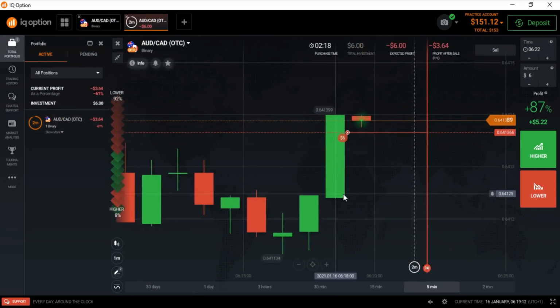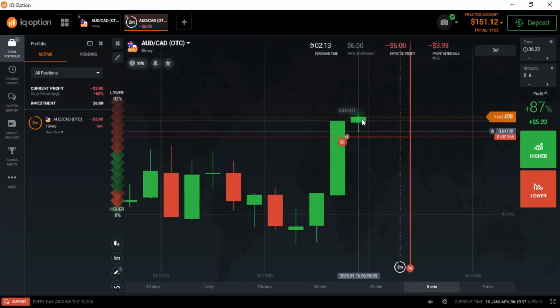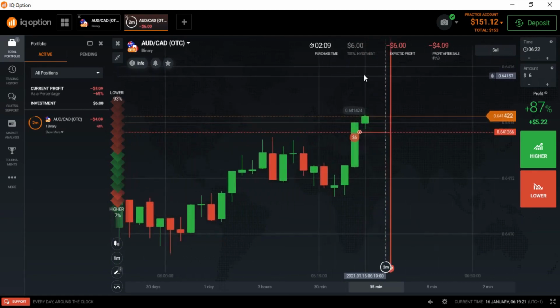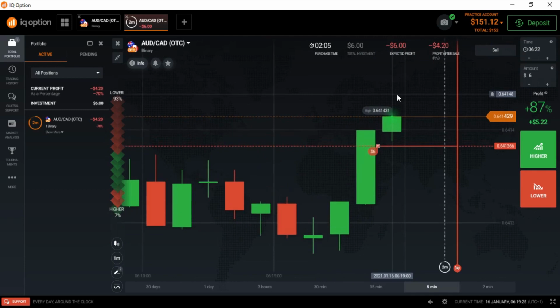So we have a big red candle. So in my opinion, this candle will do a retracement down, and let's see the results of this one. So hopefully, I have trust in my robot. So let's see.